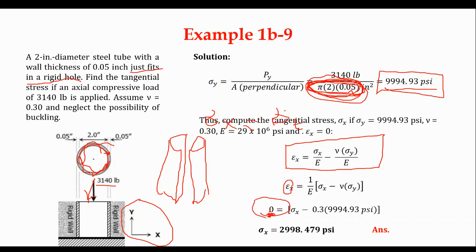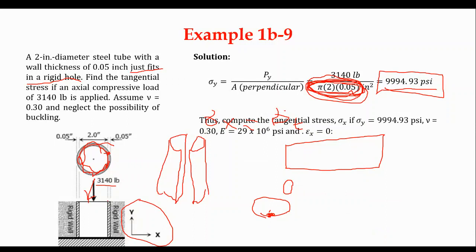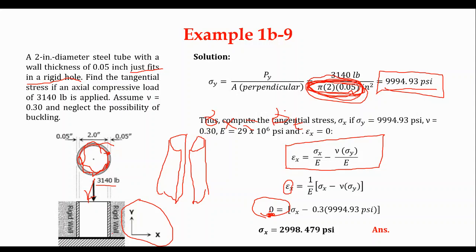Kasi ang rigid wall man siya, gifit man siya sa rigid wall, so dili siya allowed mo-expand. Tama? Kasi pag compressive yung load mo, mag-expand man na imong area, mag-expand imong sides. But then, gifit man ka sa hole, unsaon nimo pag-expand. So, presumably, 0 gyud na ang imong strain in X. Okay? So, ma-solve na ta ang stress sa X. Wherein, stress sa X is also equal to the tangential stress.